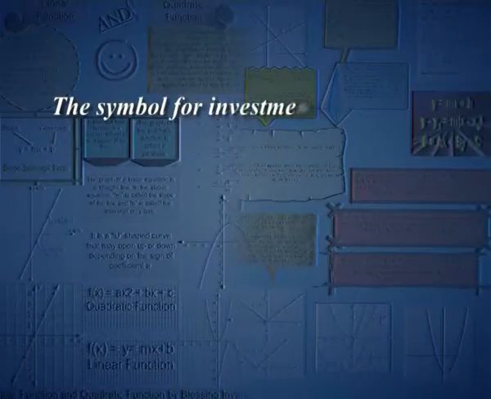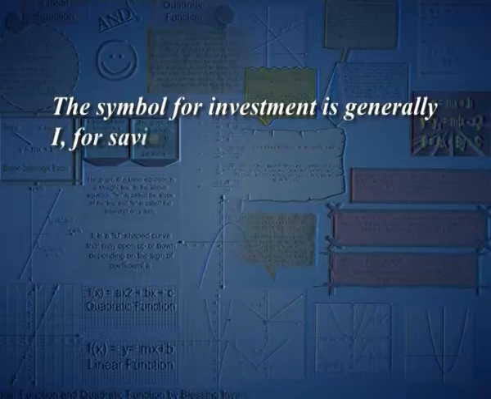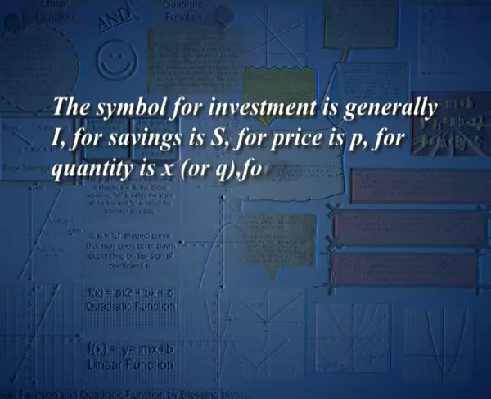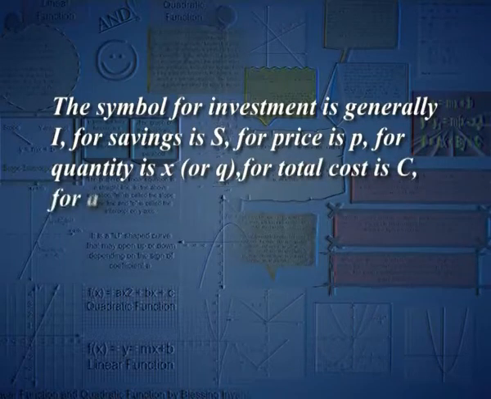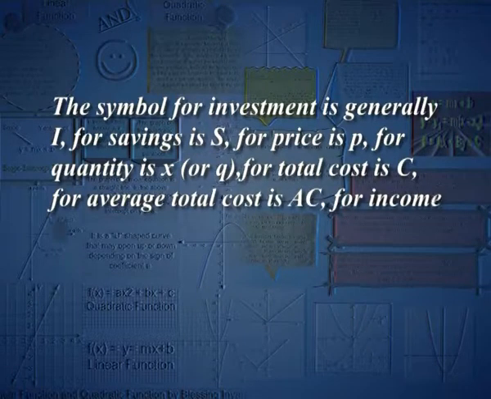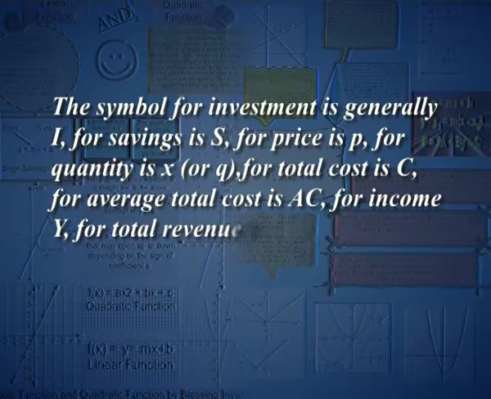The variables x and y were arbitrarily chosen, and more appropriate letters can be used when desired. In mathematical economics, a variable is often represented by the first letter of its name. For example, the symbol for investment is generally capital I, for savings it's capital S, for price it's small p, for quantity it's small x, or you can take small q, for total cost it's capital C, for average cost it's capital AC, for income it's capital Y, for total revenue it's capital R, and so on.